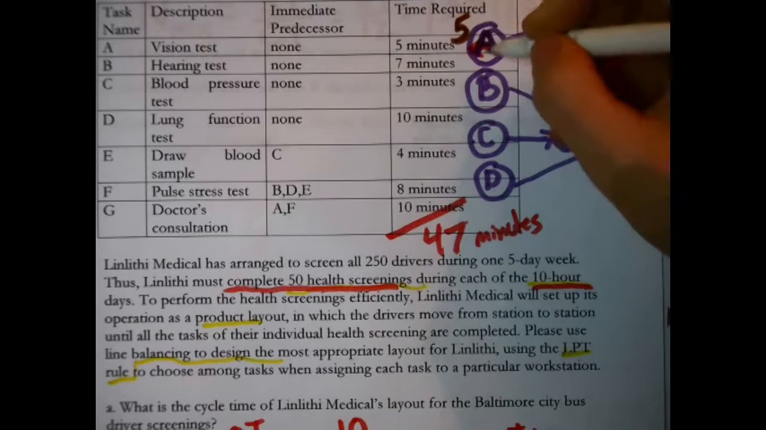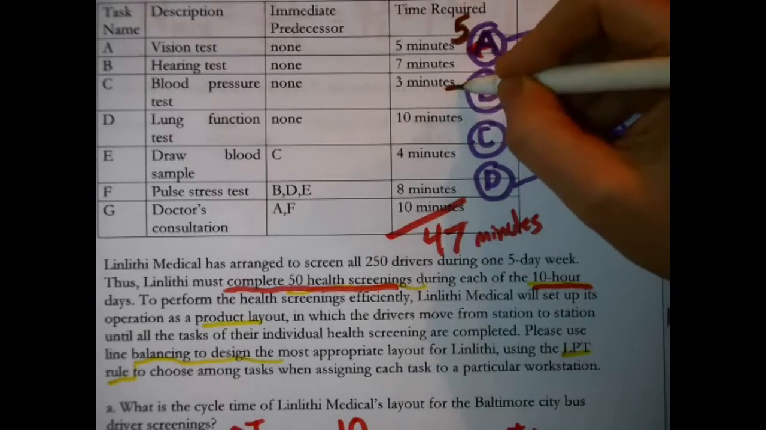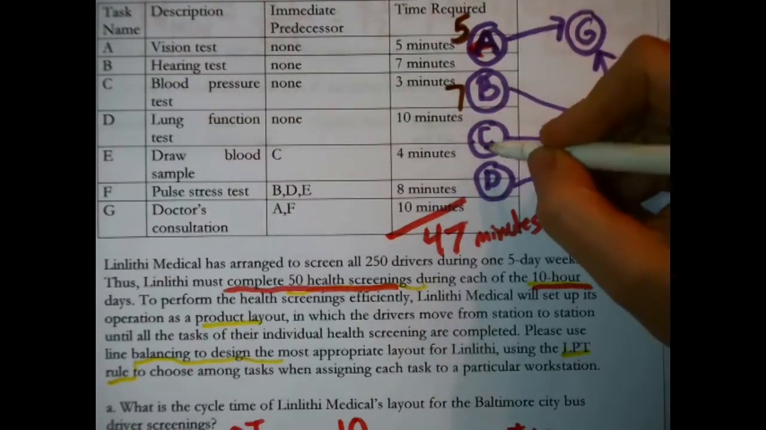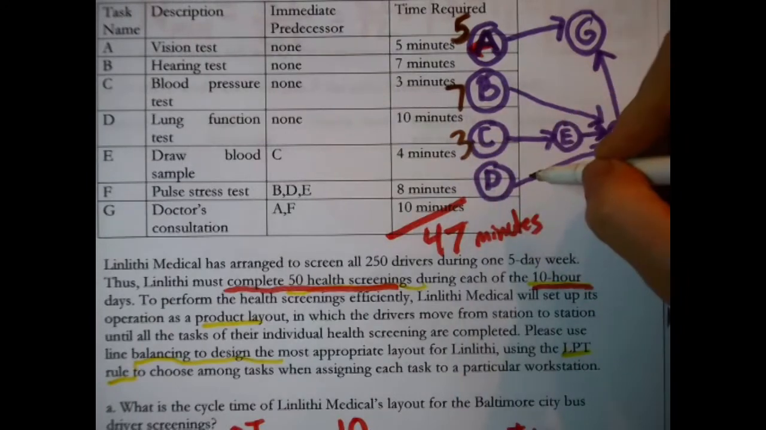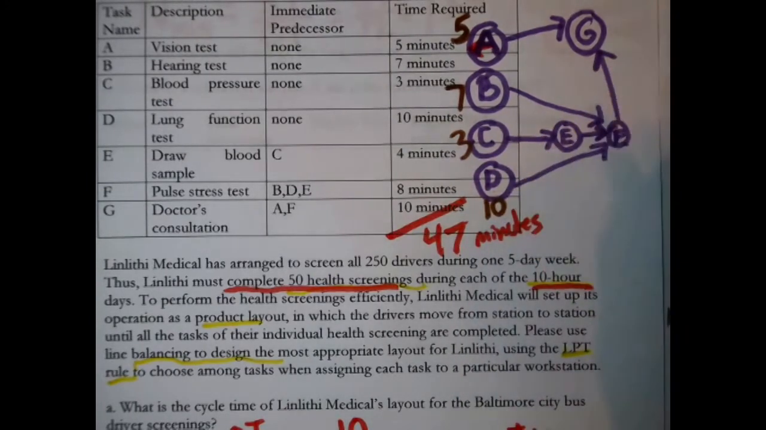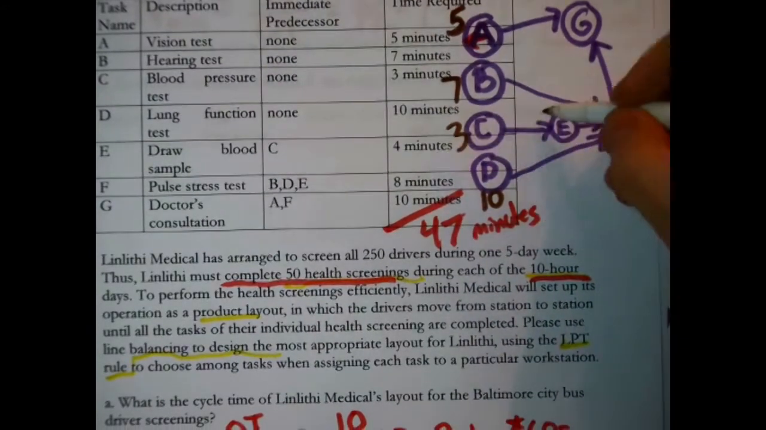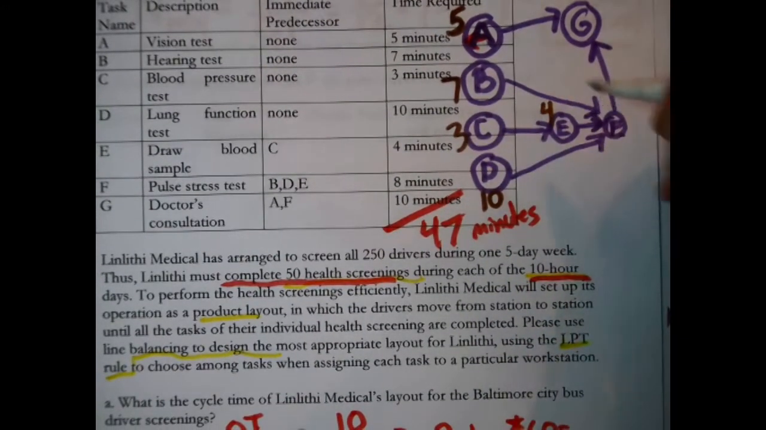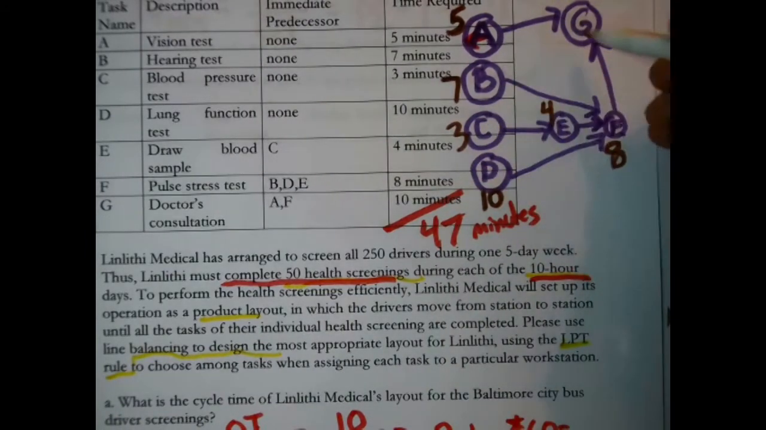It's a reminder that A is 5 minutes, B is 7 minutes, C is 3 minutes, D is 10 minutes, so I'm going to put that there. E is 4 minutes, so I'm going to put a 4 in here. F is 8 minutes, so I'll put the 8 there where F is at, and G is 10 minutes. Okay, all right, now that's just a tool.